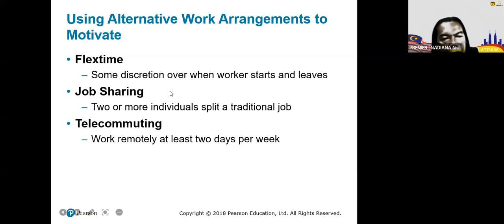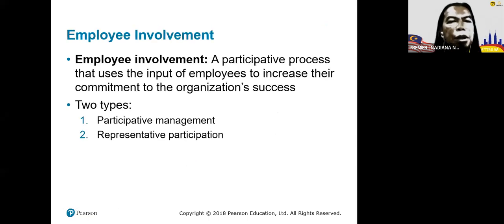Number two is job sharing. Two or more individuals split a traditional job. They are sharing the job. And then number three, telecommuting. Telecommuting is working remotely at least 2 days per week. Okay. Employee involvement.